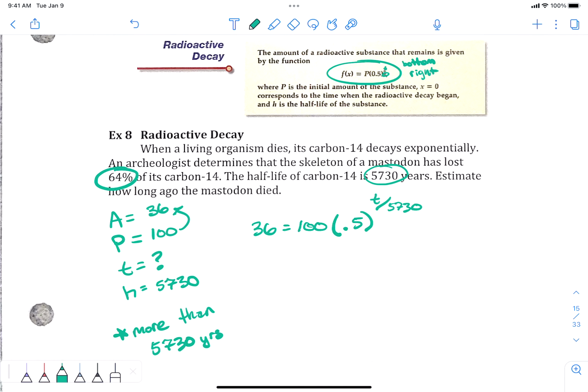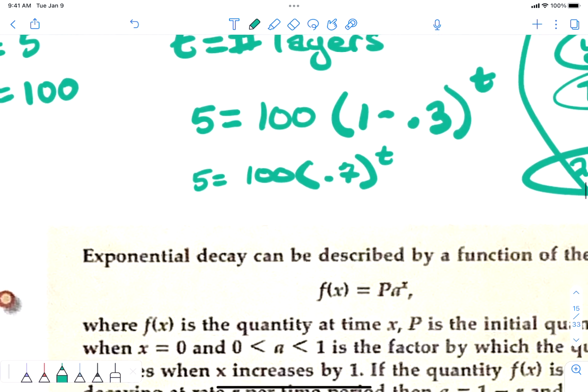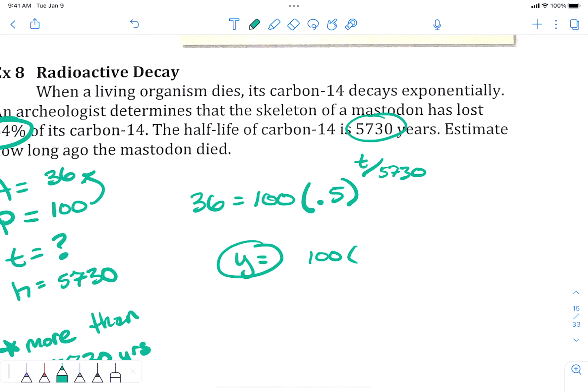That is disgusting. How do you plug in if you have an answer? We had an answer here. You forget the answer. We're just going to go into y equals. We're going to type in 100 times 0.5 to the X over 5730. Type that in and see what you get.